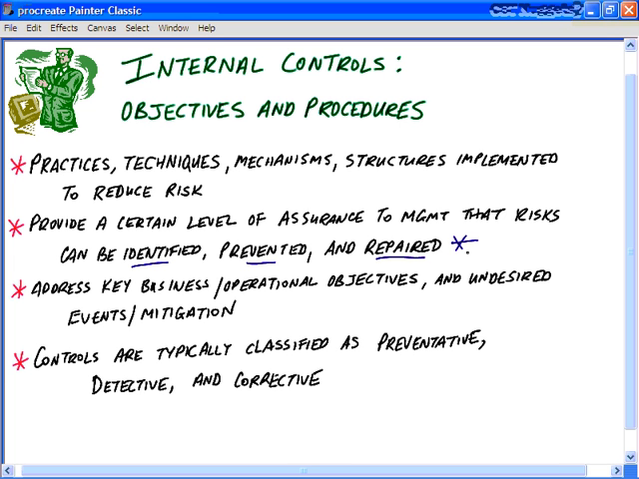Internal controls address the key business or operational objectives of our organization, as well as the undesired events and mitigation of those events. So two key aspects of internal controls are what we're trying to achieve with those controls for our business and what should we avoid. Now, internal controls are typically categorized or classified in three different main categories: preventative controls, detective controls, and corrective controls. Let's break these down one at a time.